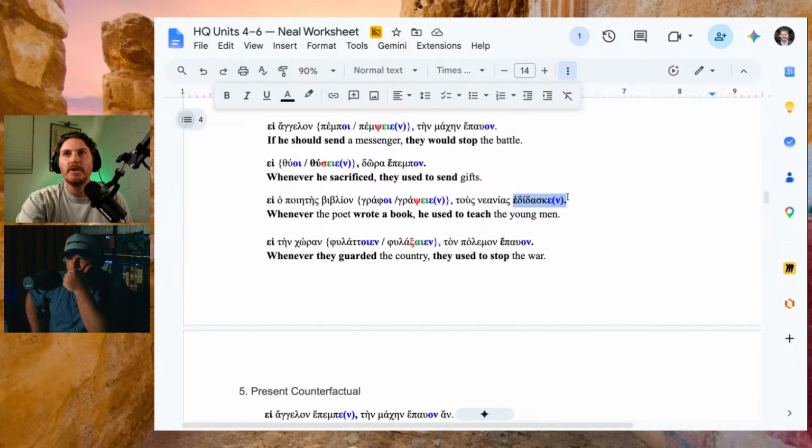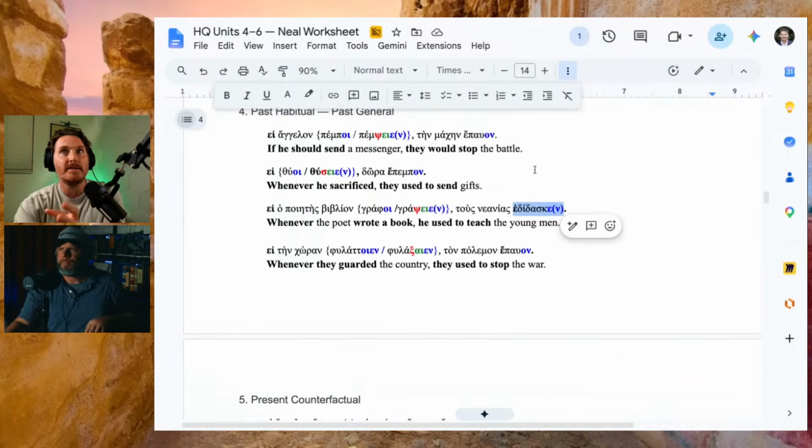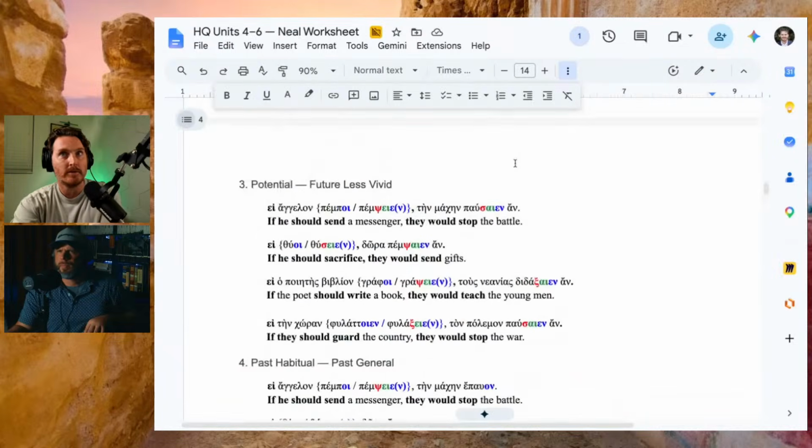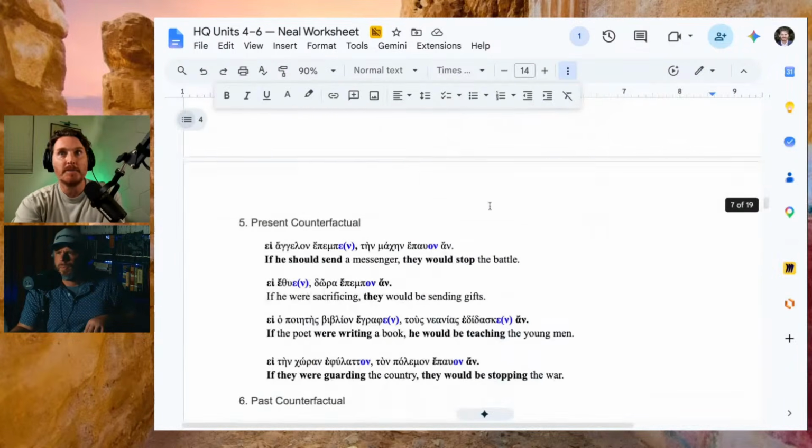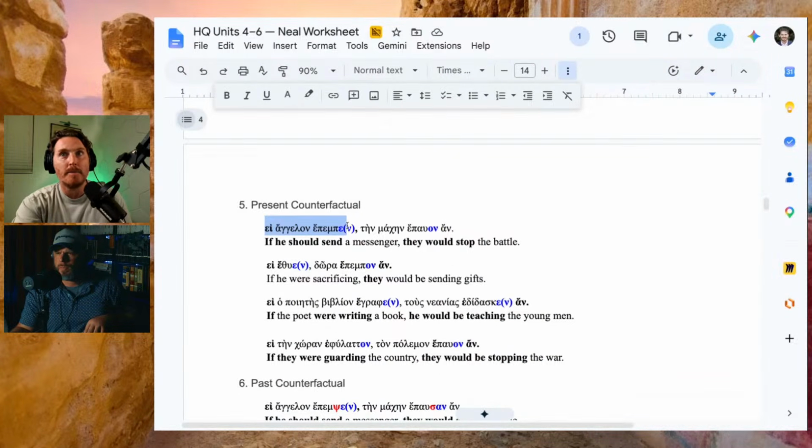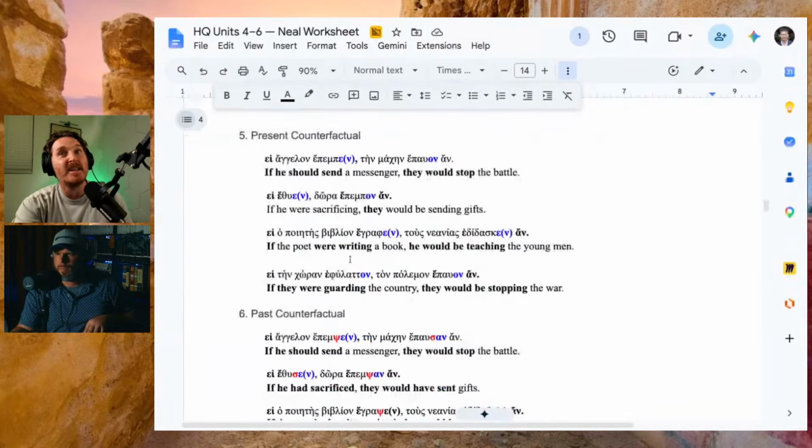The way you identify it is you're looking at the apodosis and you're saying, is it imperfect in the apodosis? In the apodosis, then it's past general, right? If it's present counterfactual, it's going to be imperfect in the apodosis and in the protasis. And you see there is no red here. There's no sigmas here. If he should send a messenger, they would stop the battle. But if he were sacrificing, they would be sending gifts.